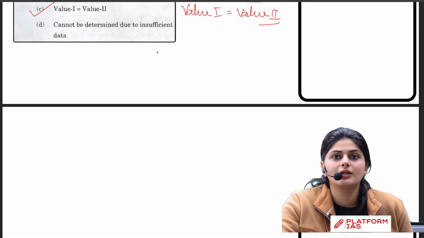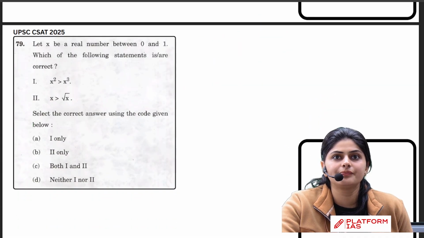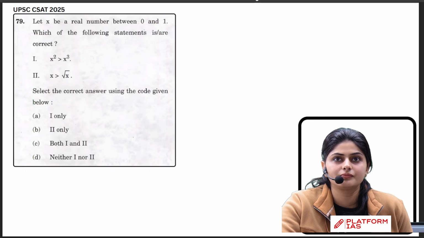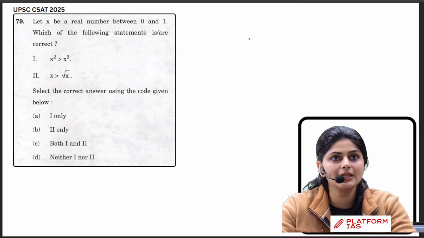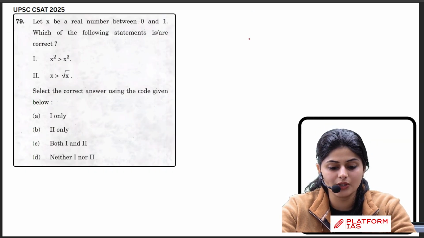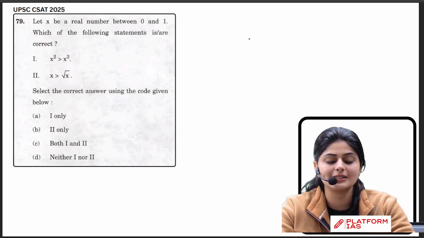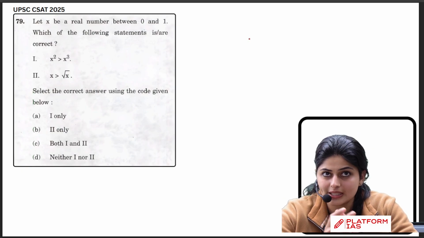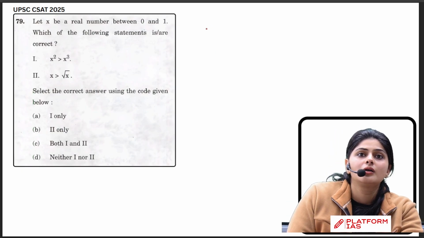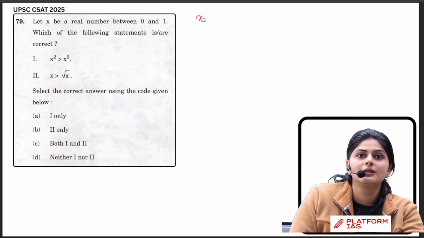Okay, now moving to the next question. Let's read the question. Let x be a real number between 0 and 1. Which of the following statements is correct? Two statements are given to me. x is a real number that lies between 0 and 1.